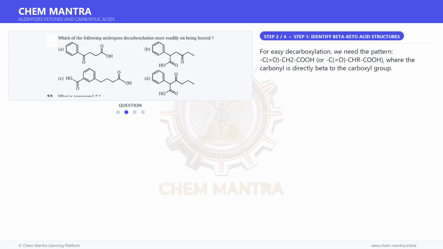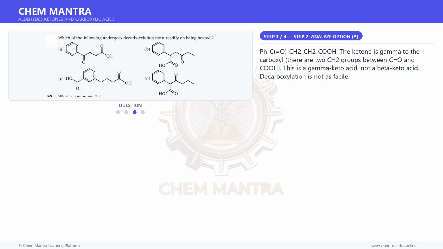For easy decarboxylation, we need the pattern C=O CH2 or C=O CHR, where the carbonyl is directly beta to the carboxyl group. Moving on to the next step.